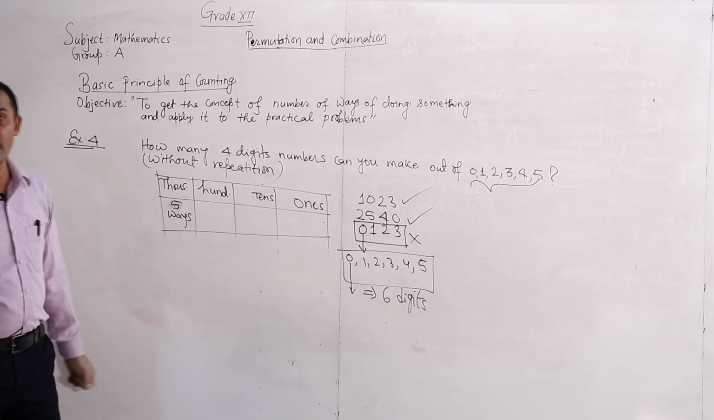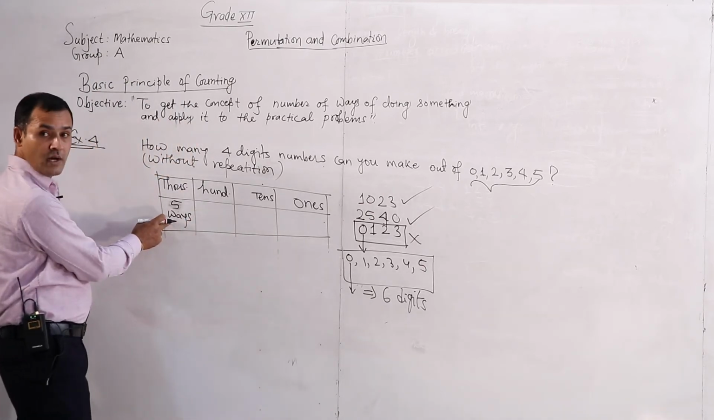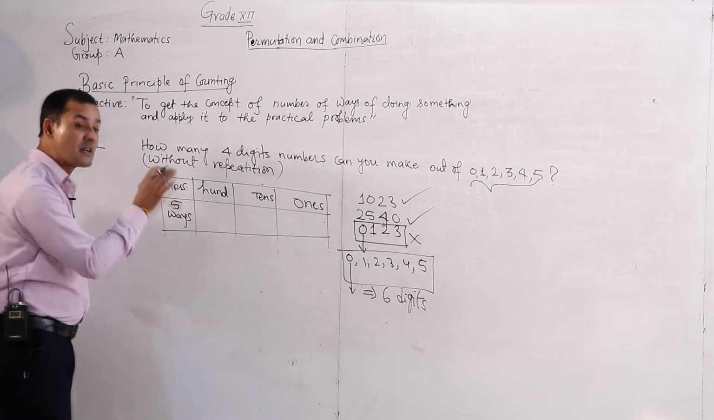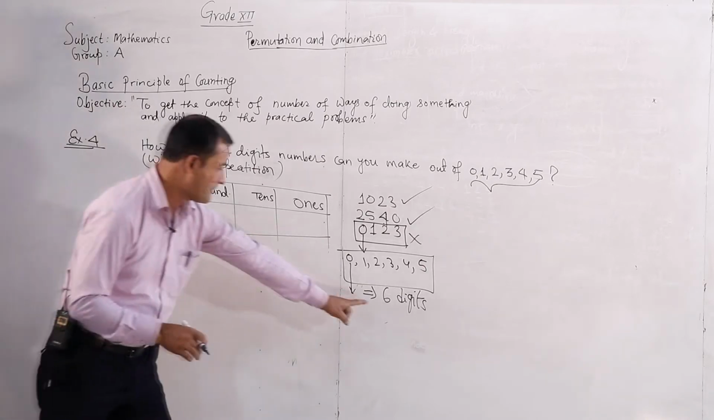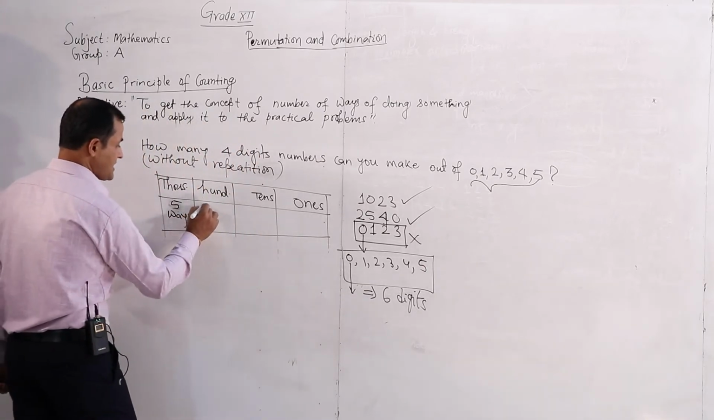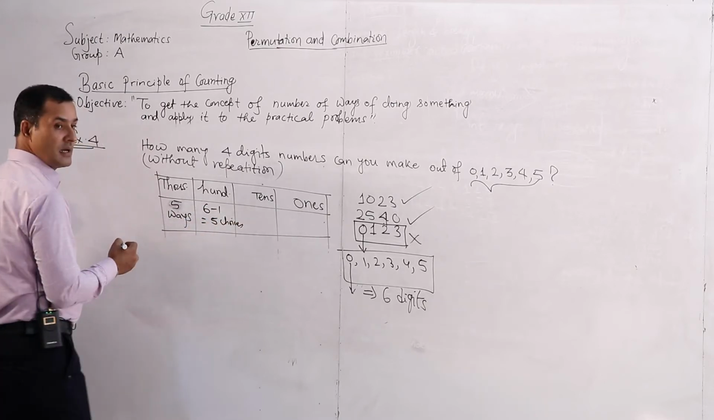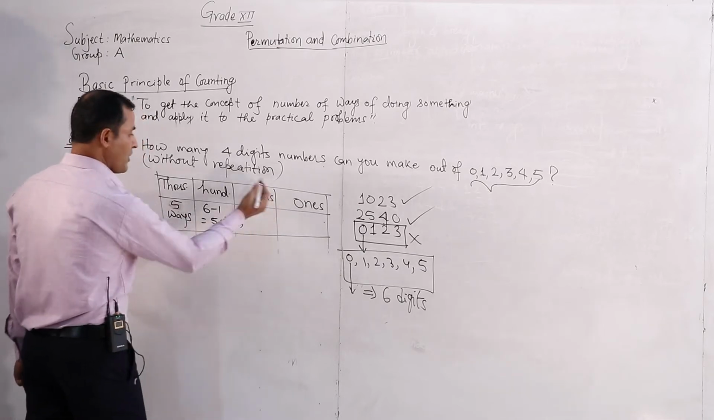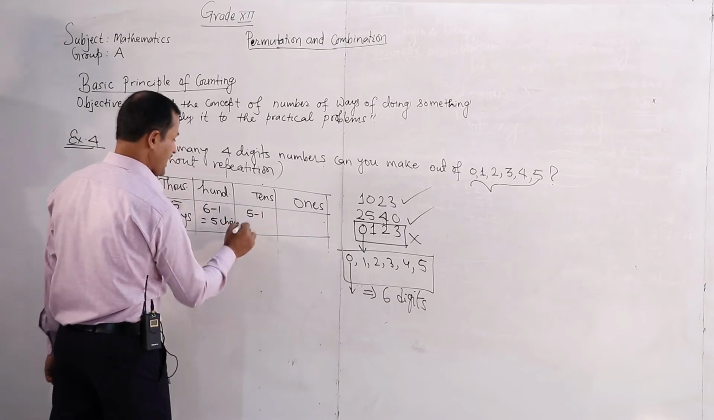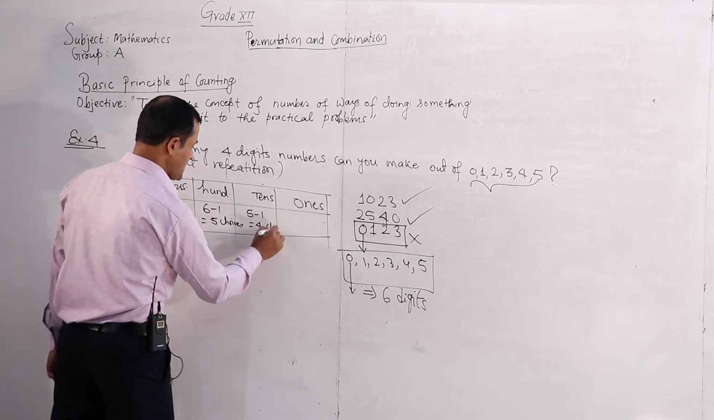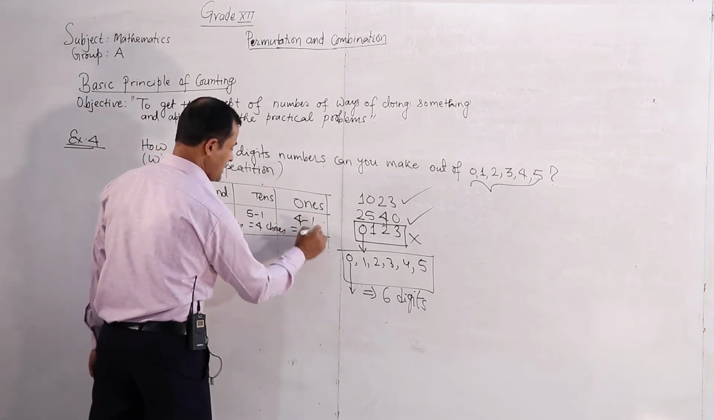How many choices do we have in the hundreds place? Because one digit is already used here, you cannot use that again in the other place. That's why we have only 5 choices left, isn't it? 6 minus 1 equals 5 choices. You need to understand this. Now, accordingly, for the tens place, 2 digits are already used. That's why 5 minus 1 again, so 4 choices, and 4 minus 1 equals 3 choices.